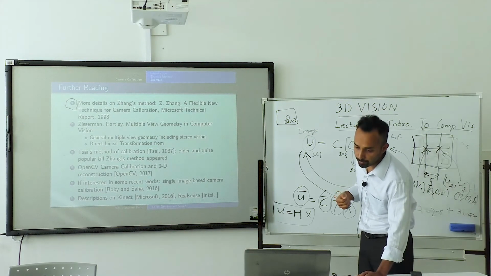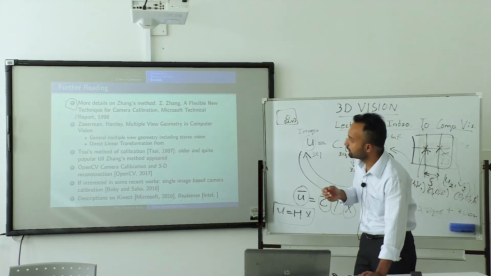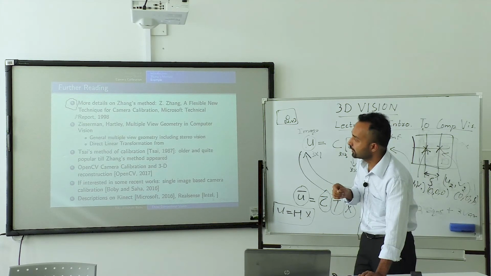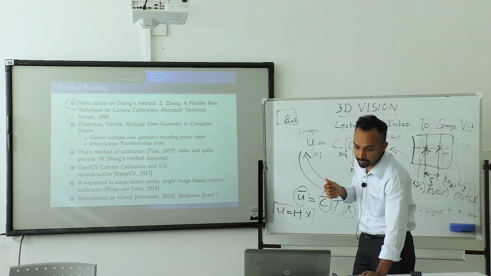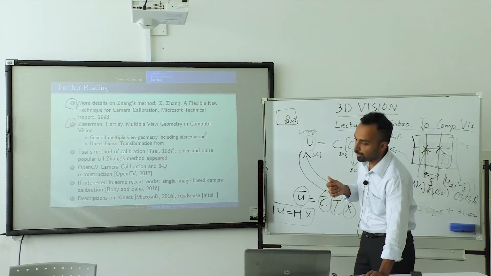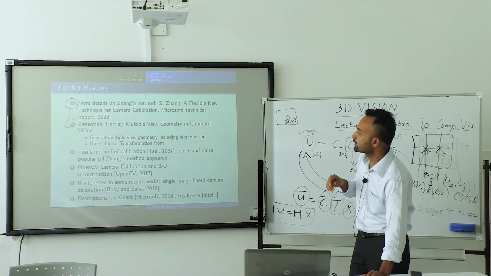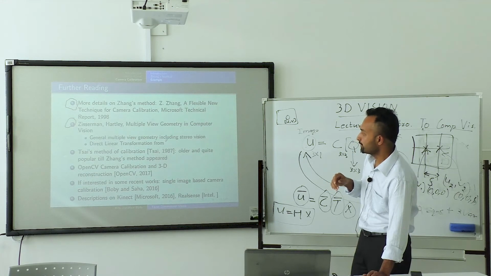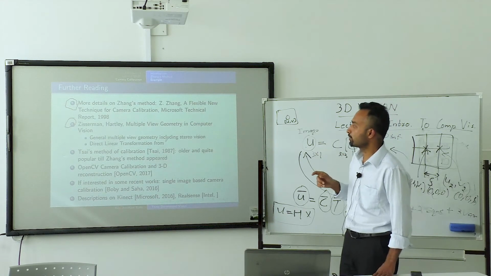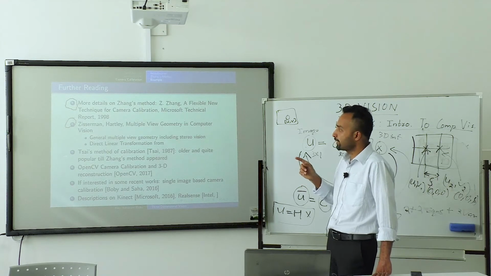And a very important book which these days everyone in computer vision who does geometry refers to is Zisserman and Hartley. This particular book has a very detailed description about multiple view geometry, and there is something called direct linear transformation. So that you can also learn from Zisserman and Hartley.